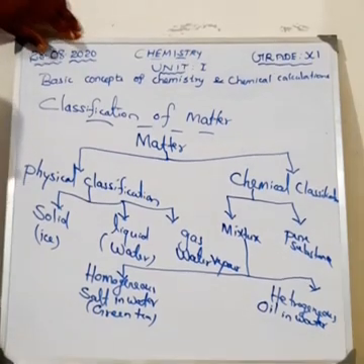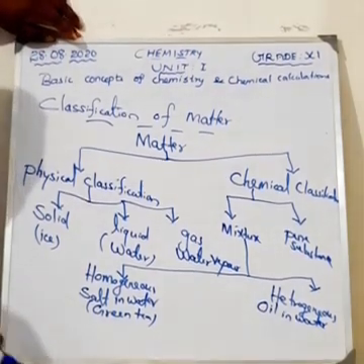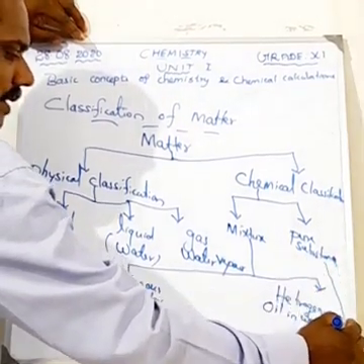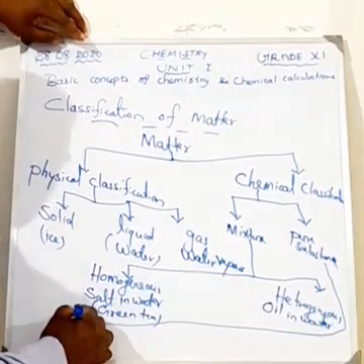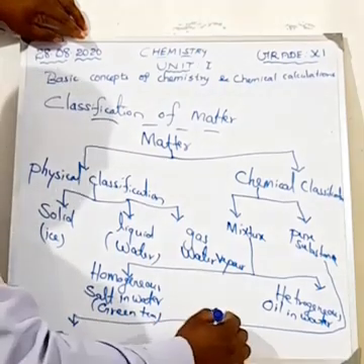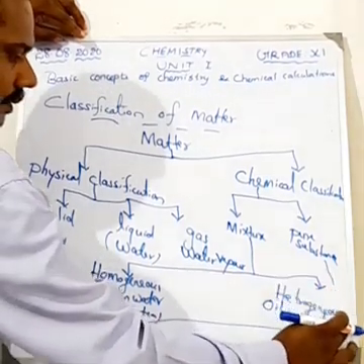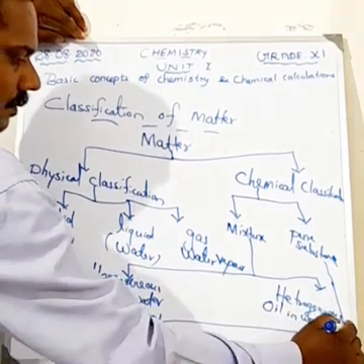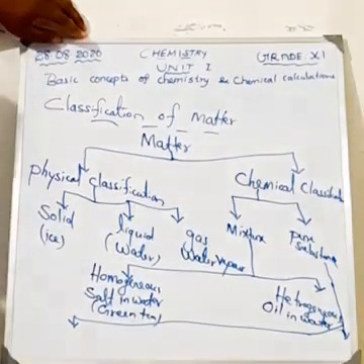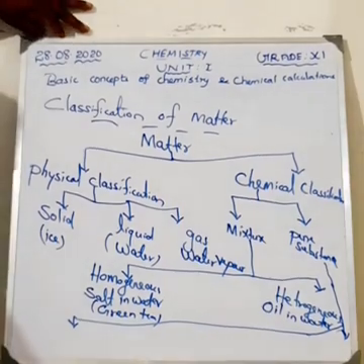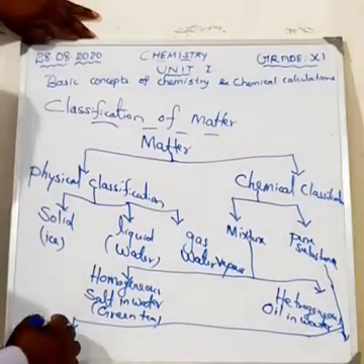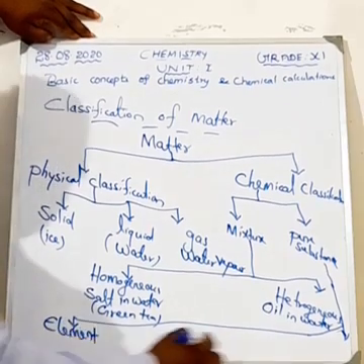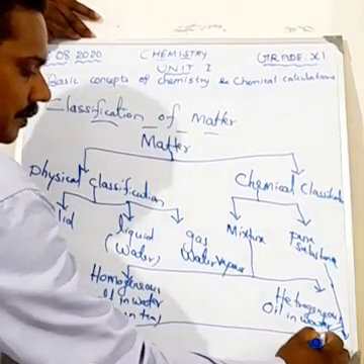Next, the pure substance can be classified into two types. What are they? Element and compound.